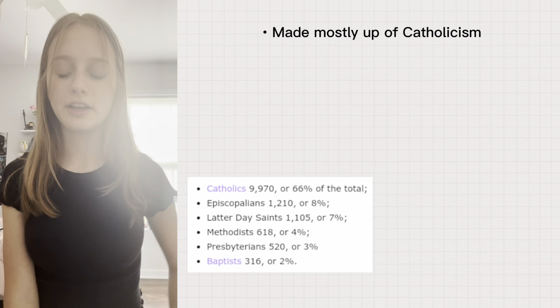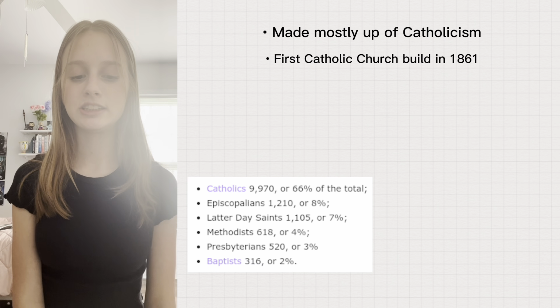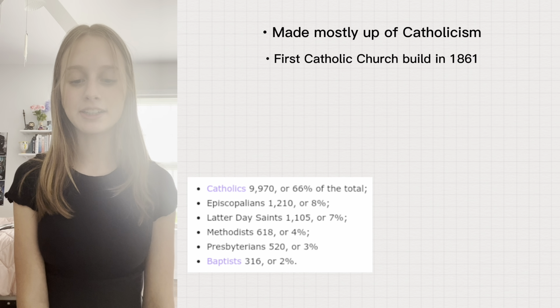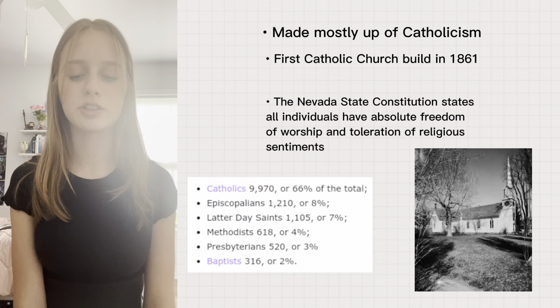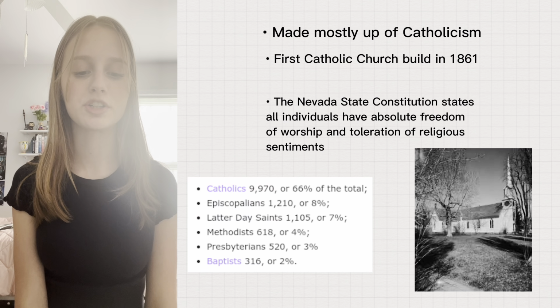Nevada was made up mostly of Catholicism. The first Catholic church in Nevada was built in 1861 in Genoa. The Nevada State Constitution states all individuals have absolute freedom of worship and toleration of religious sentiments.